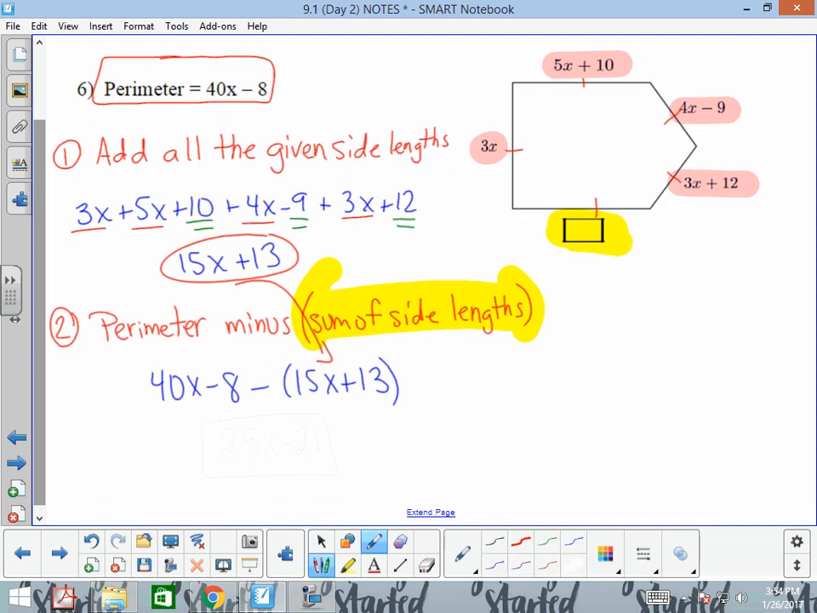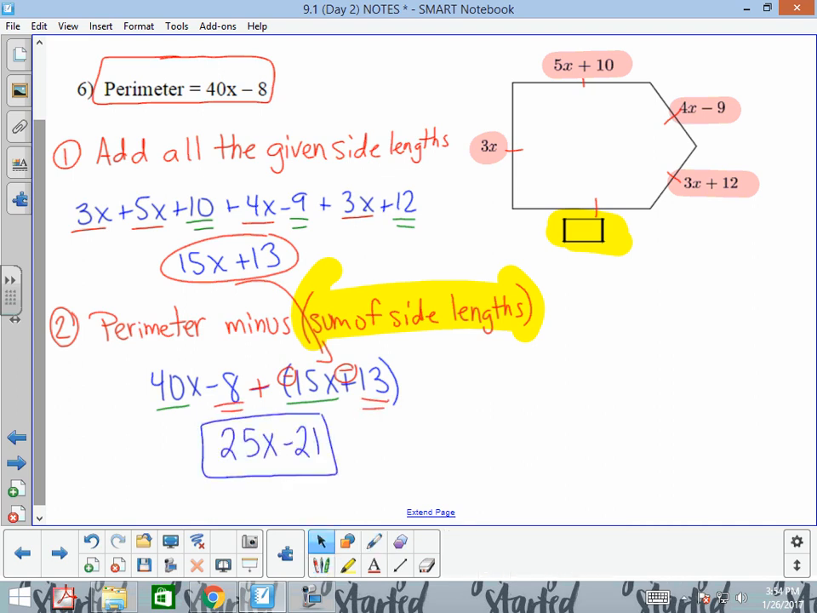Now we're going to change the signs. So we change that minus sign in the middle to a plus. 15x becomes negative, 13 becomes negative. Now combine like terms. 40x minus 15x and negative 8 minus 13. So when we combine like terms, we get 25x minus 21. That is your missing side length.